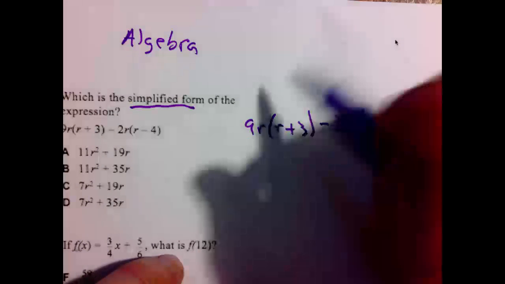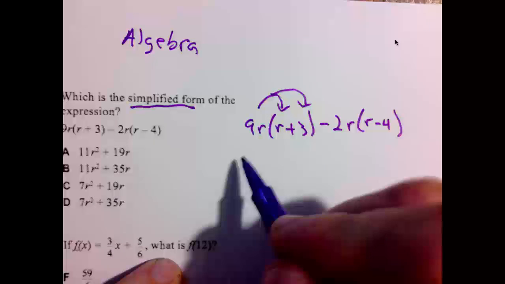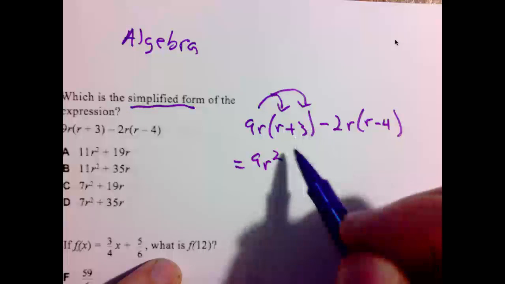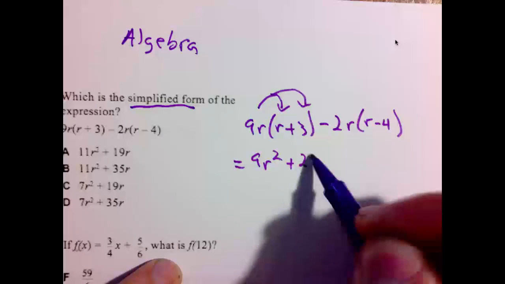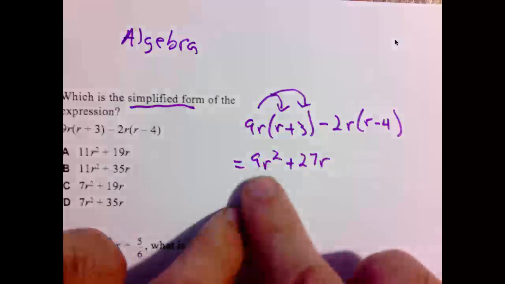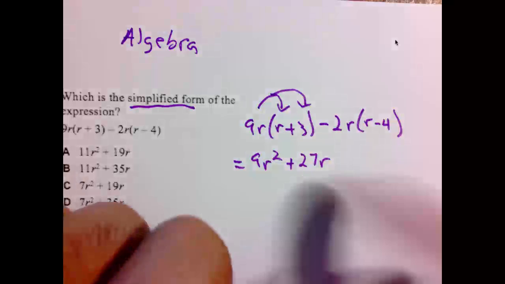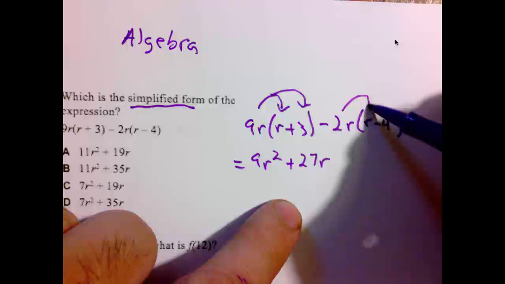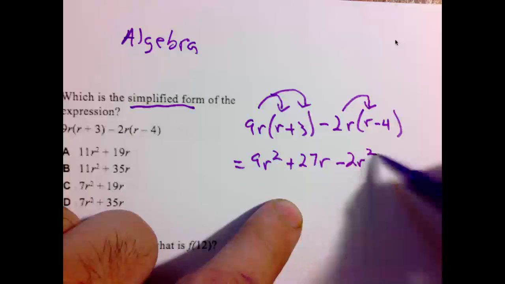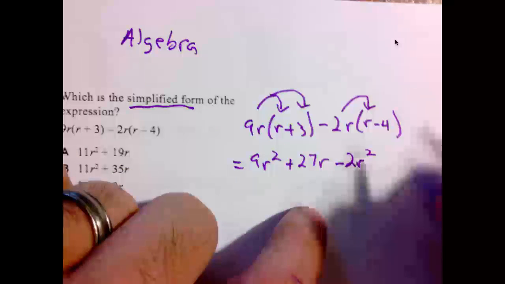Okay, we can now distribute. 9r times r is a 9r squared. 9r times 3 will be a 27r. Notice in this first multiplication there's two r's involved. It was r squared. 9r times 3, there's one r involved. Next, negative 2r times r is a minus 2r squared. Minus 2r times minus 4 will be a plus 8r.